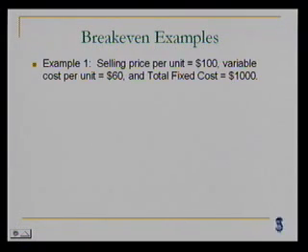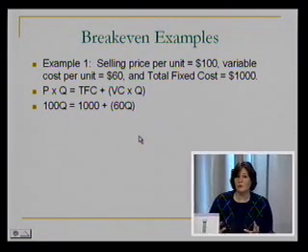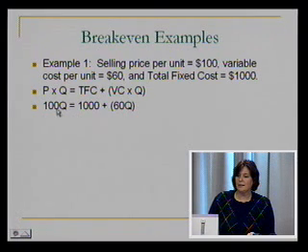The first one I'm going to show you involves setting our revenues equal to our costs. Our revenues are price times quantity, and our costs are our total fixed cost plus our variable cost times quantity. Remember, our variable cost changes depending on how many we sell. In this example, our selling price is $100, our variable cost is $60, and our total fixed cost is $1,000. We plug those into the formula and solve for Q, or quantity. We're trying to find out how much we need to produce in order to break even, to cover all of our cost. By doing that, we end up with 100Q equals 1,000 plus 60Q.